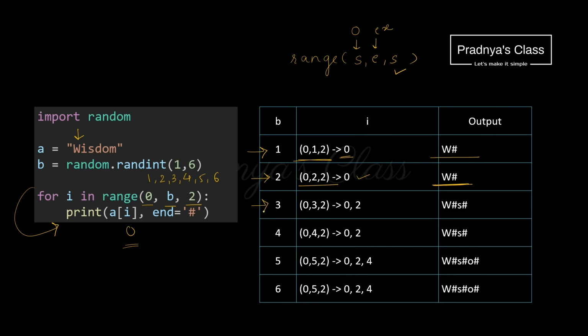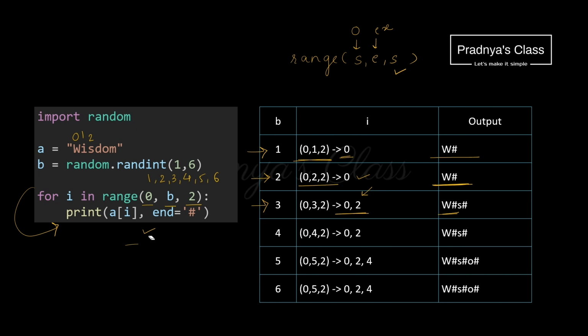Now the value of B we are going to consider as 3. Range(0, 3, 2) means this loop will generate 2 values. It means the loop is going to execute 2 times. The first value of I is 0. It means we got W hash. The second value of I will be 2. At the second index we have S. It means we will get S hash. Why we got 0, 2? Because the step is mentioned as 2. The next value will generate in a step of 2.